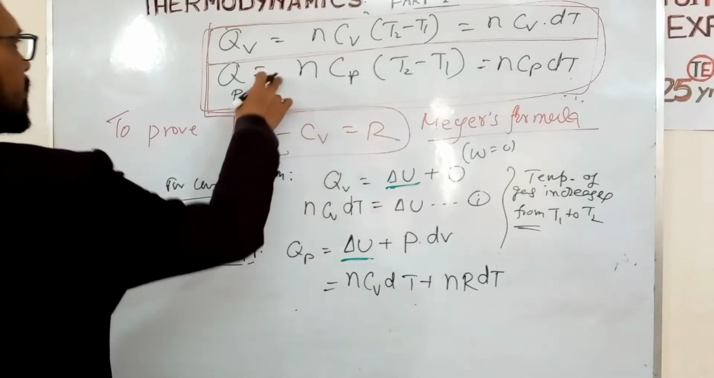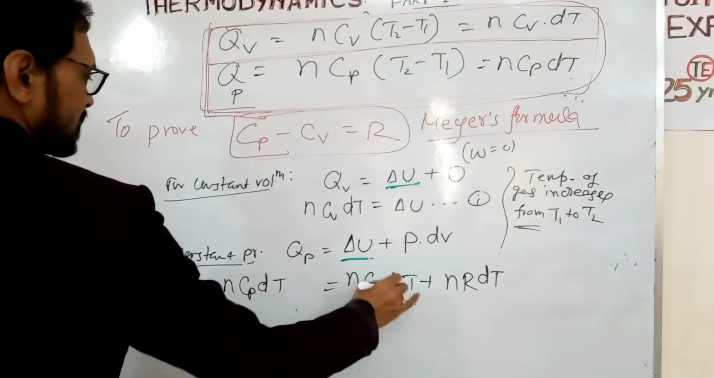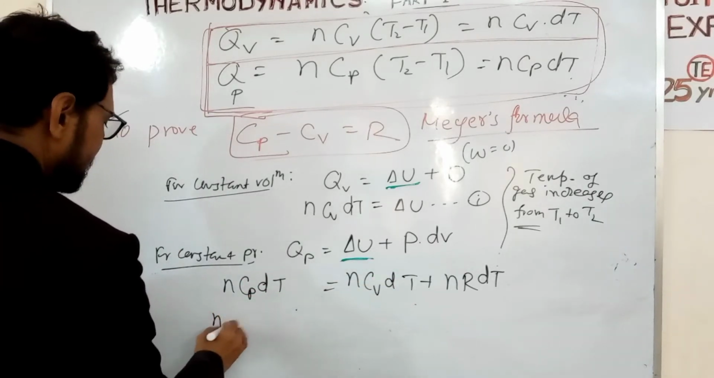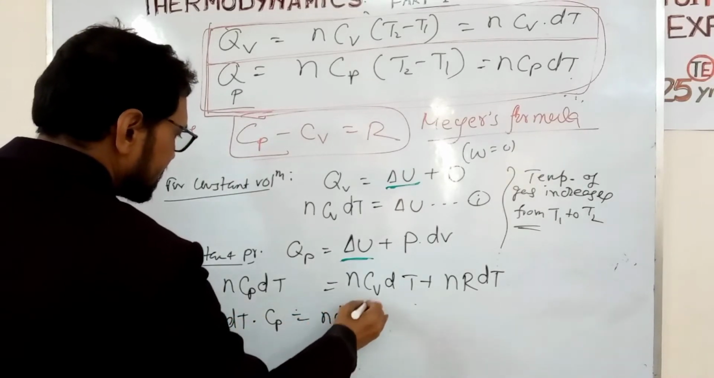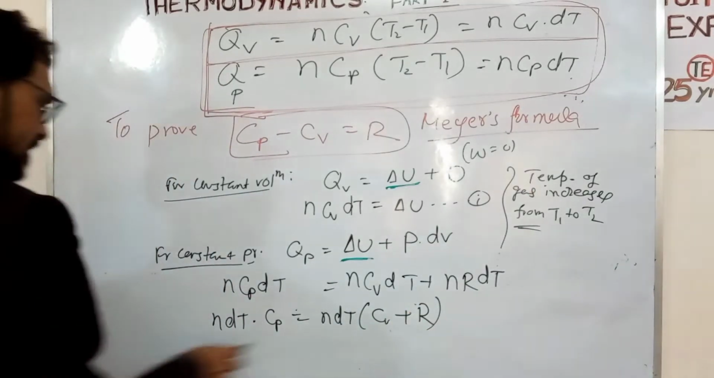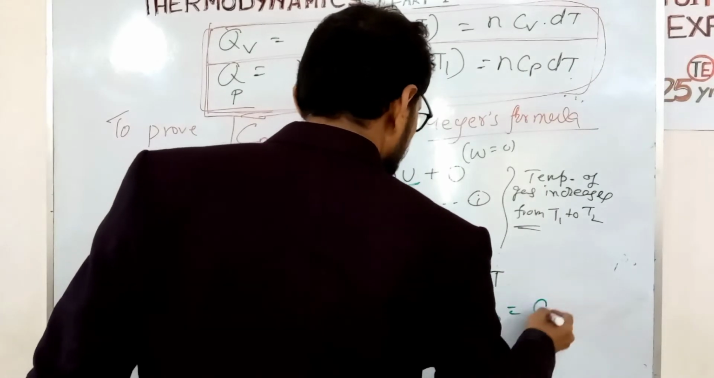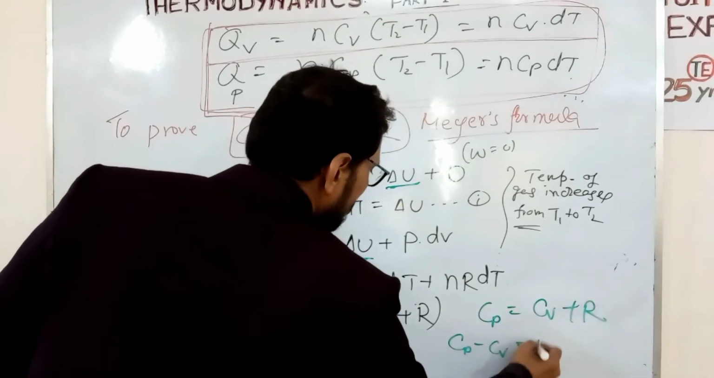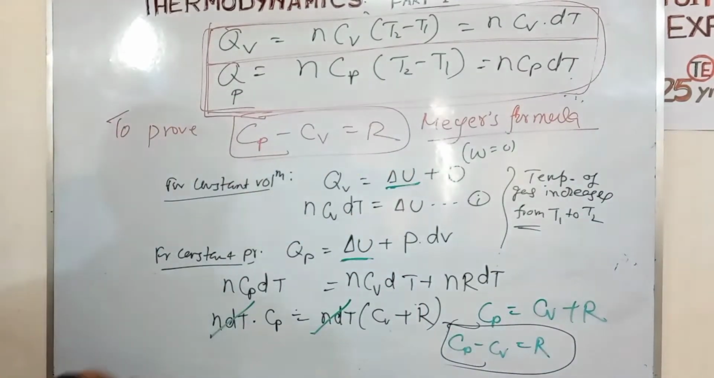Now QP equal to what? QP equal to n Cp dT. If we cancel n dT from both sides, n dT into Cp equal to n dT into (Cv plus R). So cancelling, we get Cp equal to Cv plus R, that is Cp minus Cv equal to R. This is called Mayer's formula.